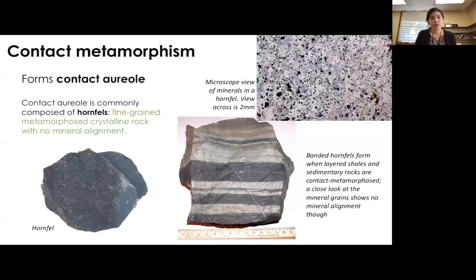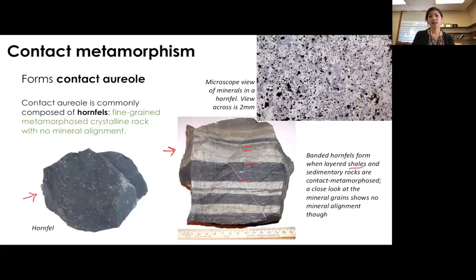So here are some examples of what these look like. This is a hornfels on the lower left here, and you can see that it has this massive look. There's no texture to it that might indicate alignment of minerals. Another example of a hornfels is shown in the center here. Even though this looks like there is some alignment, it turns out this is the original layered sedimentary rock. So these are actually layers of shales that form the dark and the light banding here.